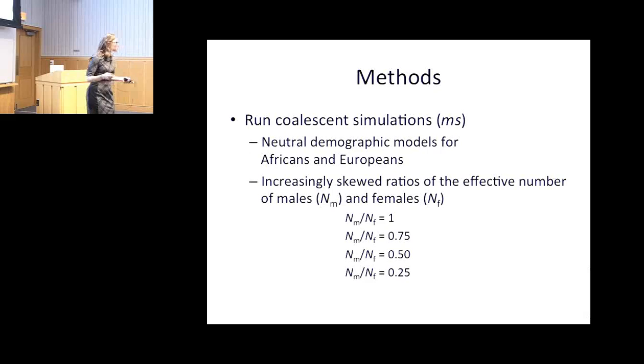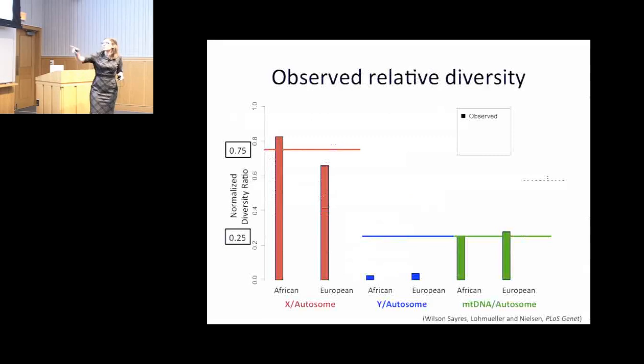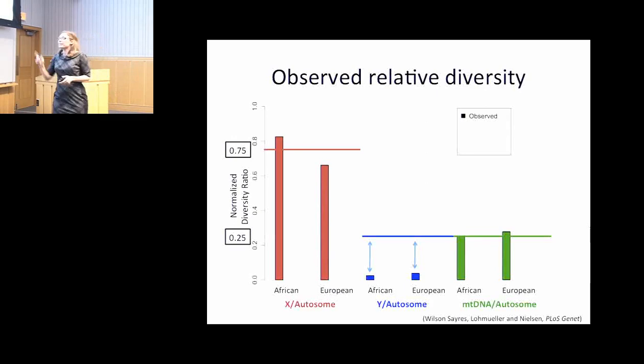Okay, so here's what the observed data look like. These are all the diversity for the X, Y, and mitochondria relative to the autosomal diversity. And the little bars there are just what our neutral expectations are. They have different demographic histories, so we do expect Africans to be slightly higher and Europeans to be slightly lower. But what's really obvious here is that diversity on the Y chromosome is extremely low. So we confirm that. Great, but can we actually explain it?